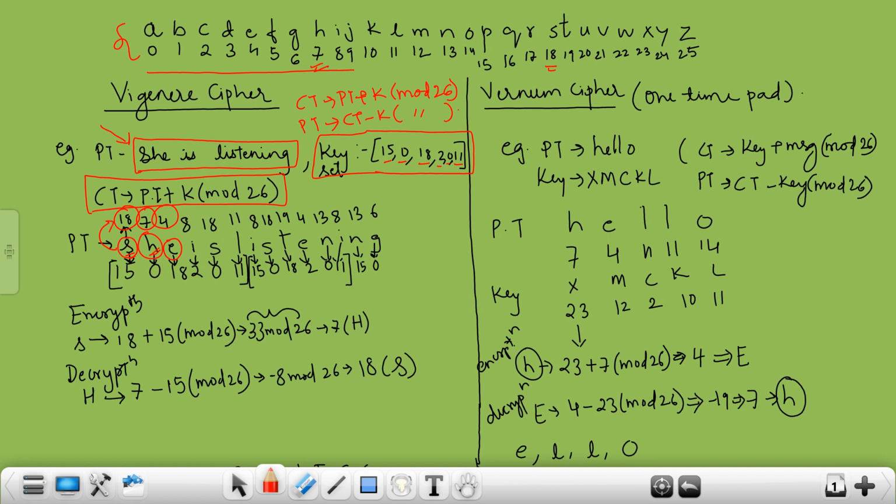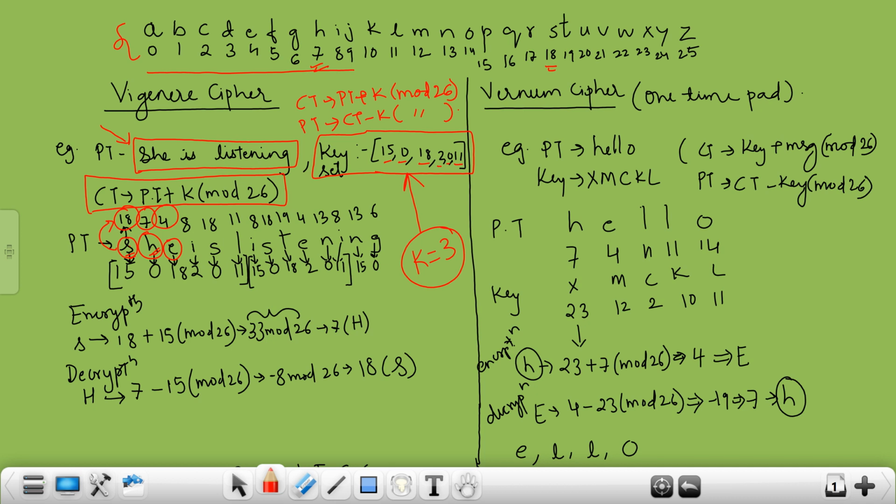Now second is your key. In your previous example in shift cipher, the key was constant. The value of key, if it is not given, was taken as 3. But here it is not the case. A set of key values has been given to you. So what we have to do is repeat these key values for the whole plain text.